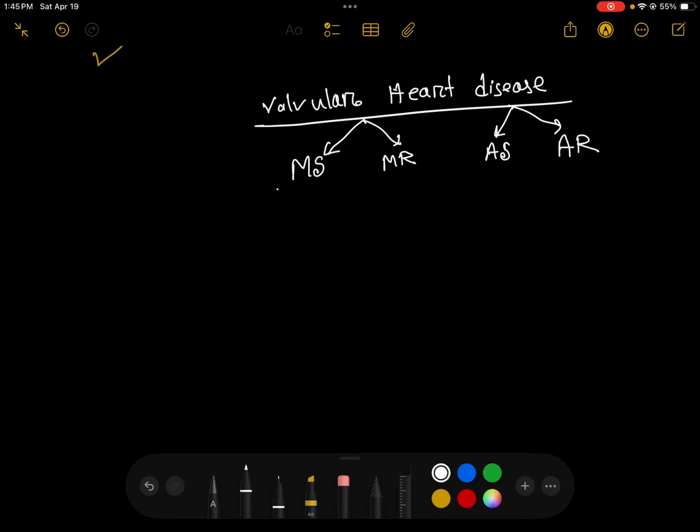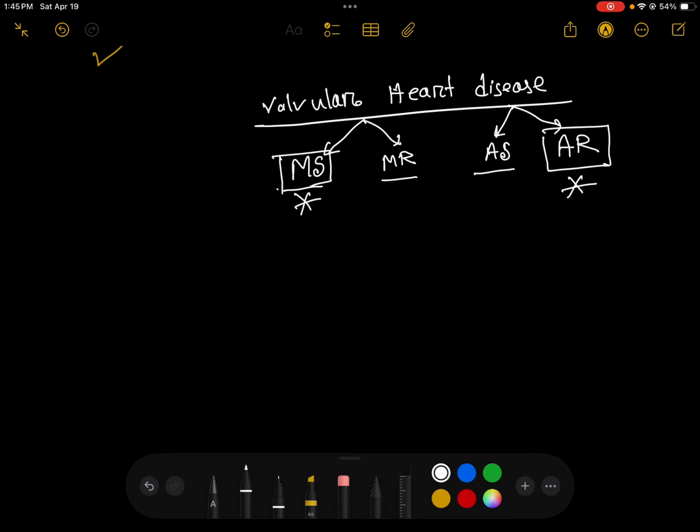Valvular heart disease. The most common valvular heart diseases are mitral stenosis, mitral regurgitation, aortic stenosis, and aortic regurgitation. Among them, mitral stenosis and aortic regurgitation are the most common. Mitral stenosis. Management of mitral stenosis.